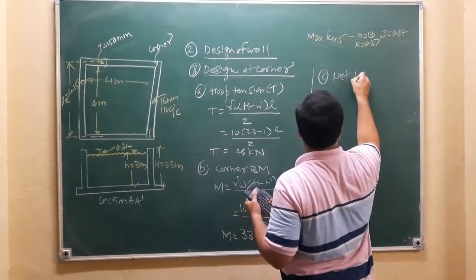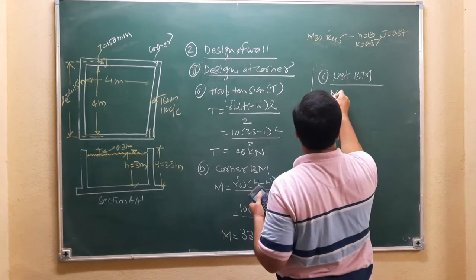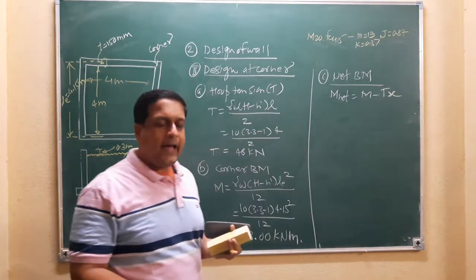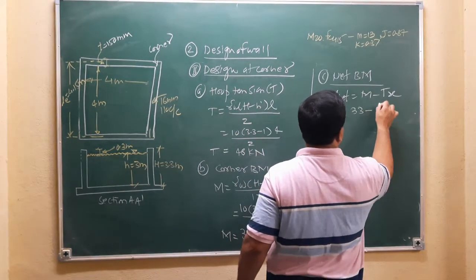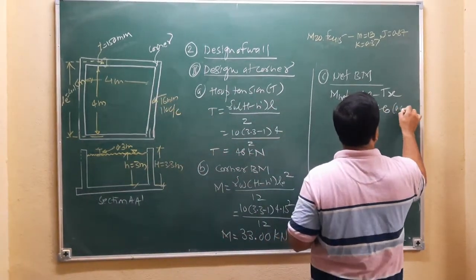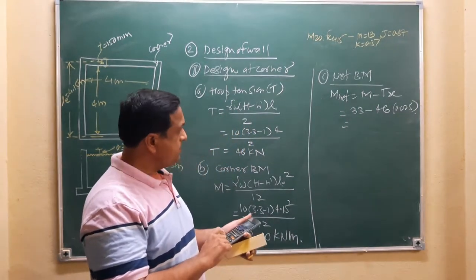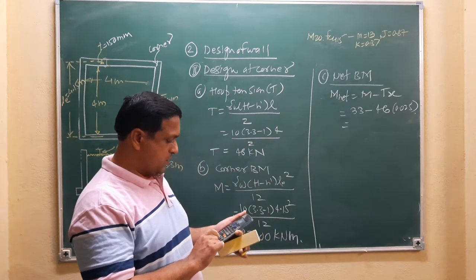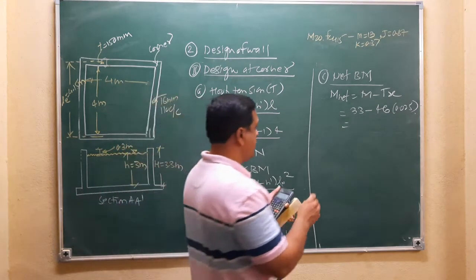C. Net bending moment. Net bending moment, that is M net is equal to M minus Tx. Already we have this formula. So M is 33, T is 46. What is X? You know the value of X. It is 0.025. We have calculated this value in previous step. So 33 minus 46 into 0.025. So this is 31.85.